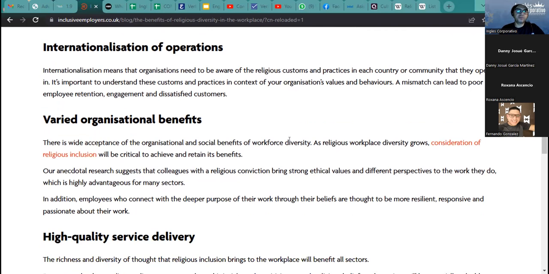Good, perfect, thank you. Varied organizational benefits. That is going to go to Fernando. Okay, teacher. Varied organizational benefits.